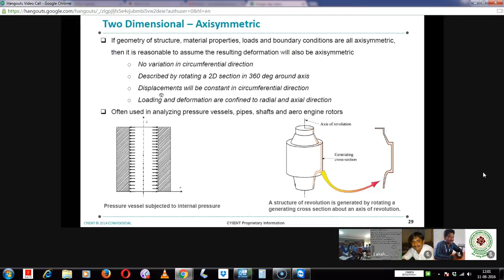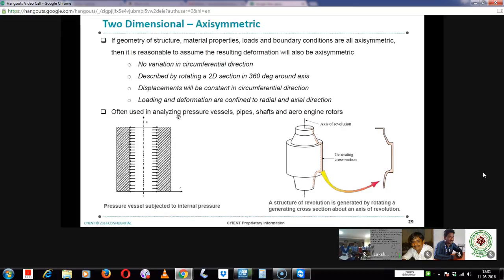Another important aspect is that loading and deformation are confined to the radial and axial directions. That is, loading can be applied only along the cylinder axis or the radial direction. Okay, you cannot apply any loads along the theta direction.